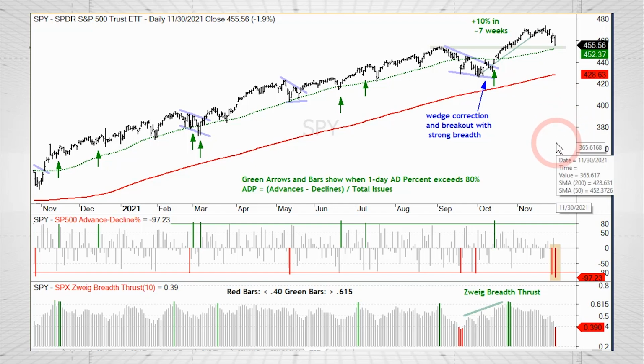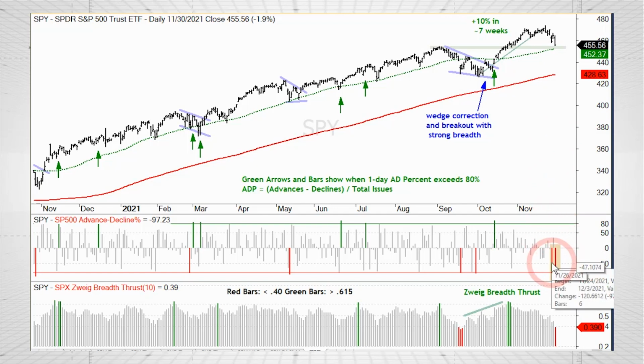And I think we're in for a bit more volatility because if I look down at this indicator here, we can see that 80% plunged below minus 80% twice in the last 3 days. And so that means more than 90% of stocks in the S&P 500 declined. That is broad-based selling pressure in the S&P 500.